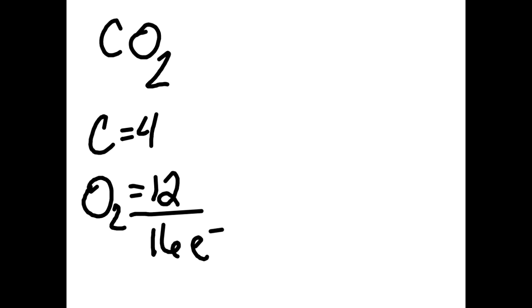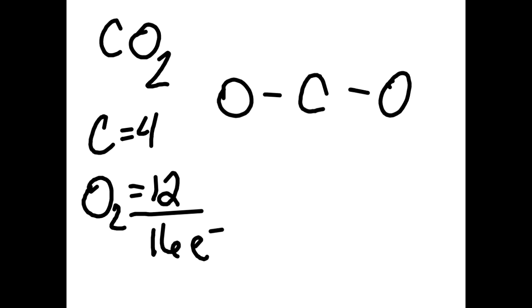I just counted how many total valence electrons I had. I had 4 here for carbon. I have 6 for each oxygen, but I have 2 oxygens, so 6 times 2 is 12. I add those together and I get 16 valence electrons. So now I start everything out having 8 valence electrons on it. So I draw a carbon in the middle, surrounded by 2 oxygens, like this. And I want to draw my structure.